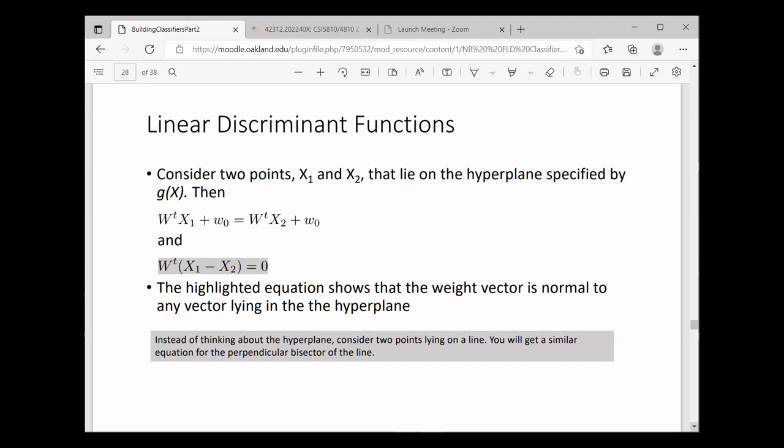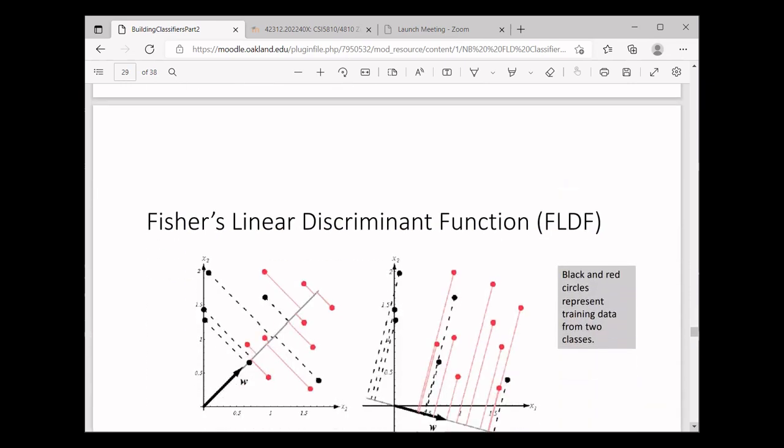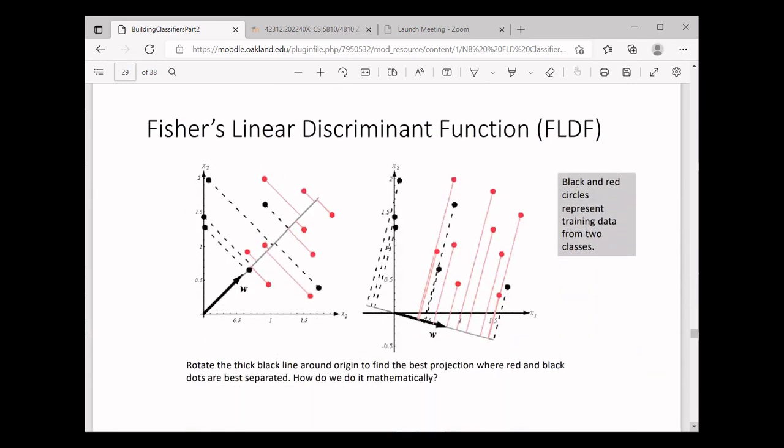So let's look at what we are trying to do here, or what Fisher's discriminant function does. Let's take an example from 2 dimensions. We have points from 2 classes, blue dots and red dots.